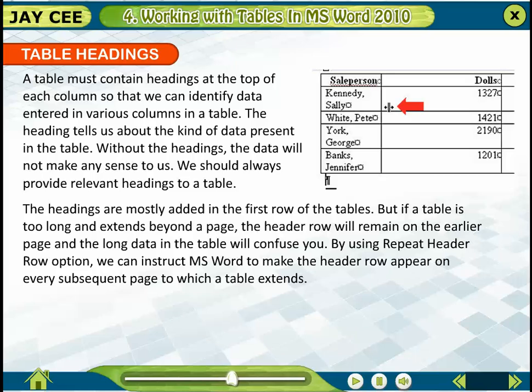But if a table is too long and extends beyond a page, the header row will remain on the earlier page and the long data in the table will confuse you. By using the Repeat Header Row option, we can instruct MS Word to make the header row appear on every subsequent page to which a table extends.